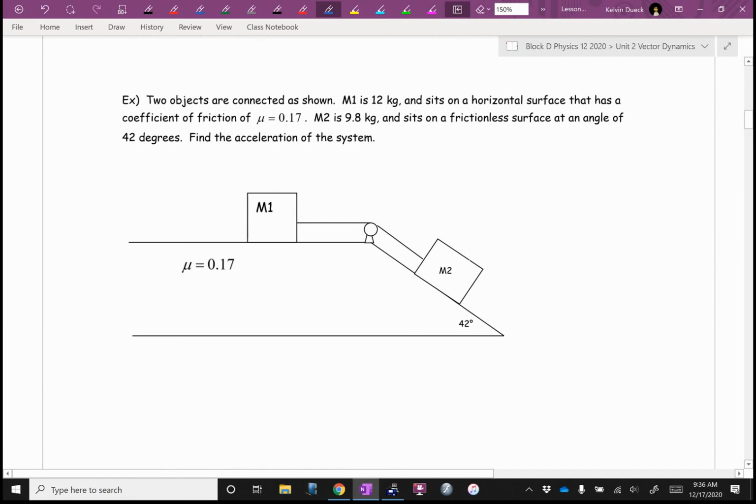Meanwhile, let's do our question here. 2 objects are connected as shown. M1 is 12 kilograms. It sits on a horizontal surface, and there's some friction. M2 is 9.8 kilograms and sits on a frictionless surface at an angle of 42 degrees. Find the acceleration.